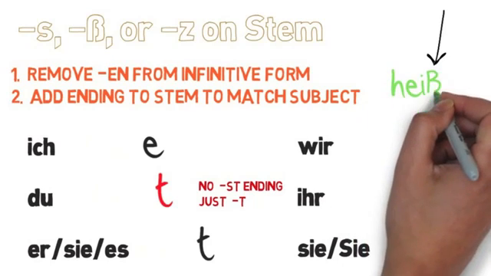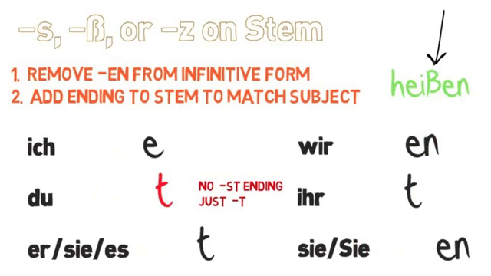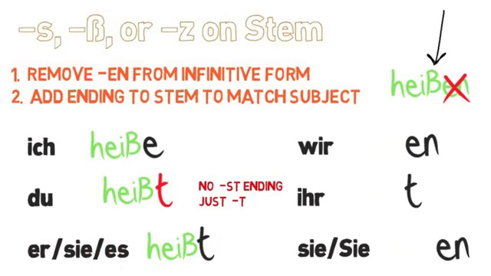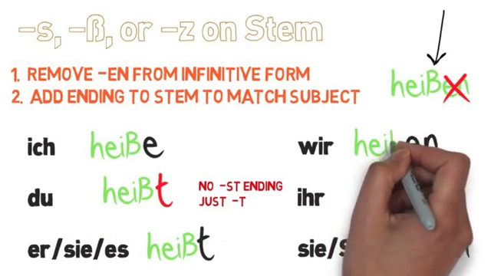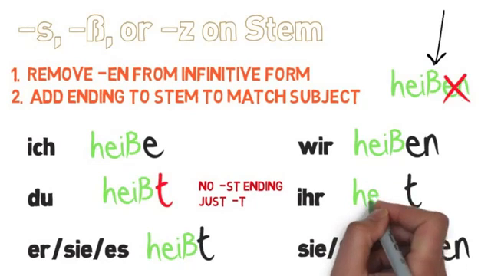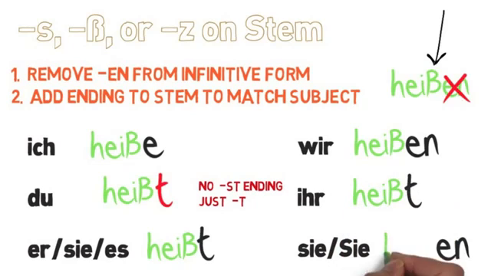This will work virtually identically with a verb you're very familiar with, heißen. This one, instead of 2 s's, has an ß, again the s sound. So when we remove the en from that stem, we're going to have to add just a t in the du form instead of the st. All the other forms, though, are normal, just like they were with küssen.